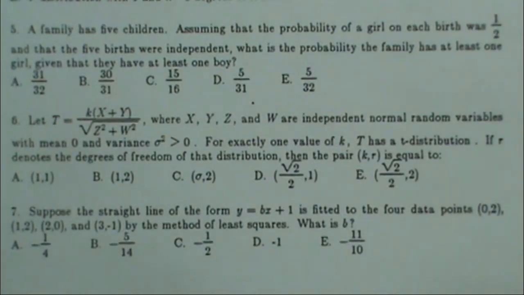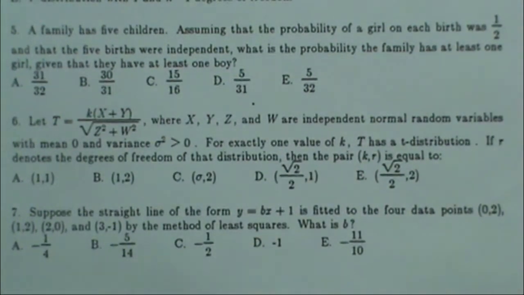Number 6, let T equal this quantity, k times (X plus Y), divided by the square root of Z squared plus W squared, where X, Y, Z, W are independent normal random variables with mean 0 and variance sigma squared, which is positive. For exactly one value of k, capital T has a t distribution. If r denotes the degrees of freedom of that distribution, then the pair k and r is equal to.